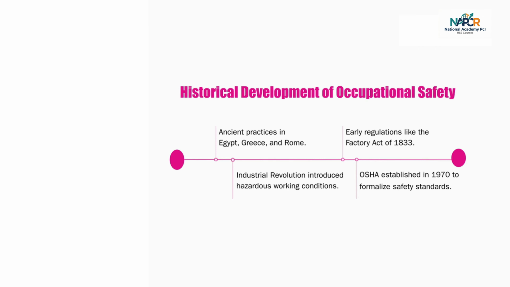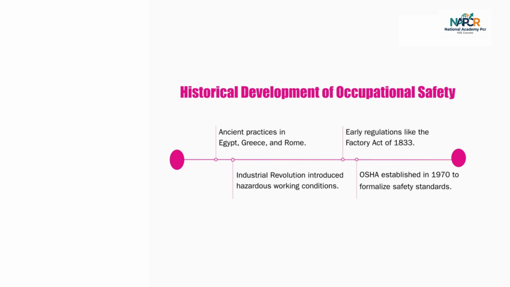Now, if you see the historical development of occupational safety, it started right from the ancient practices, where Egypt, Greece, and Rome were the ones who were more concerned about the safety aspects in the organization. Then came the Industrial Revolution, where the specific conditions to be maintained, and how they should be maintained, in any kind of hazardous working condition had to be identified, evaluated, and minimized or mitigated. Then comes the early regulation called the Factory Act of 1883, which was one of the eye-openers and helped in ensuring the proper safety of the workers who were working there.